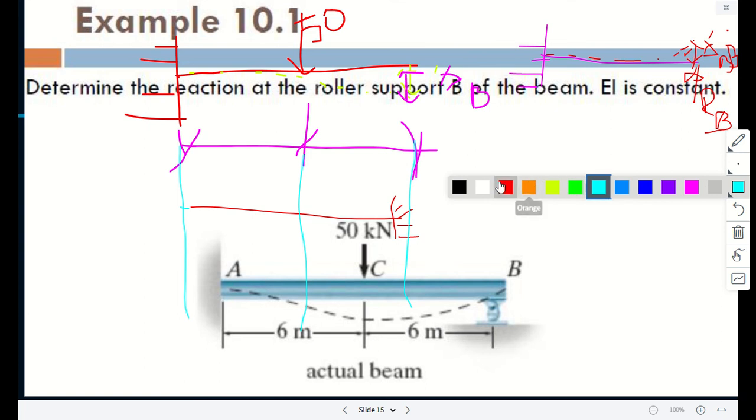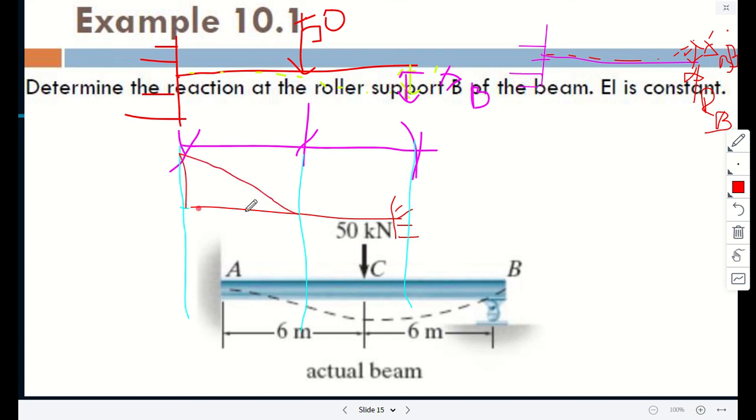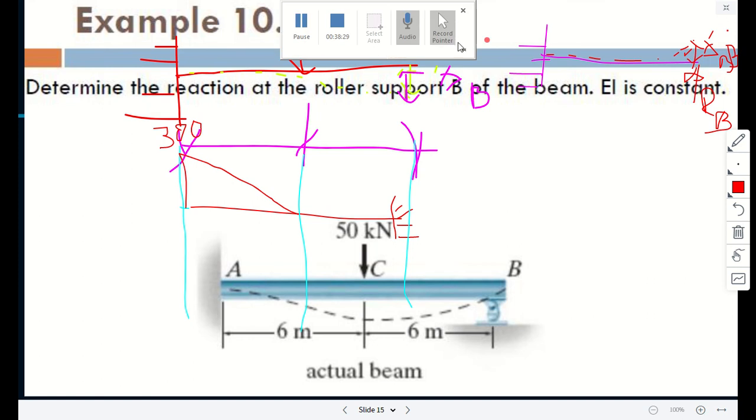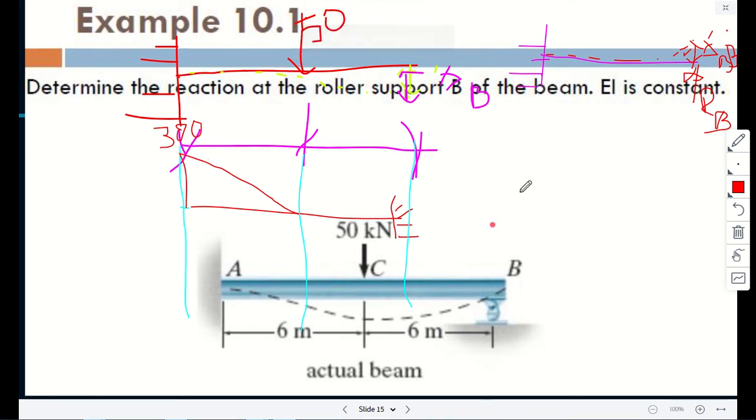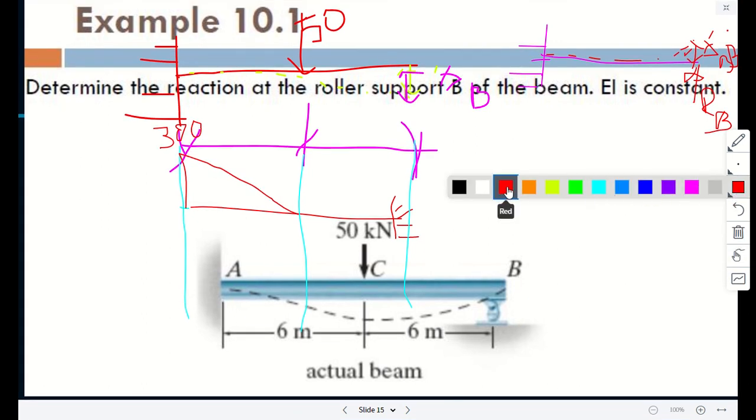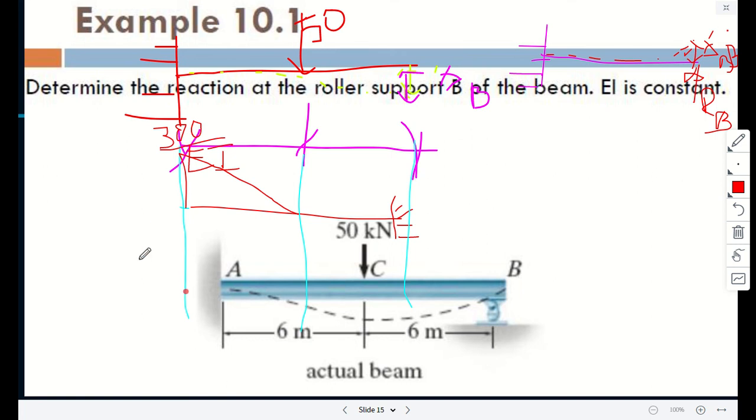if this is the bending moment diagram, this would be 50 times 6, so that would be 300. Just a minute. For the conjugate beam, we draw the bending moment but divide by EI. In this particular case, this is easier to solve.